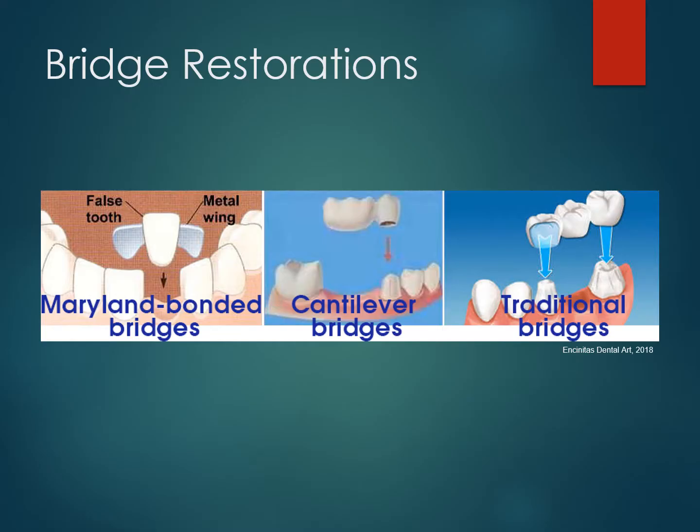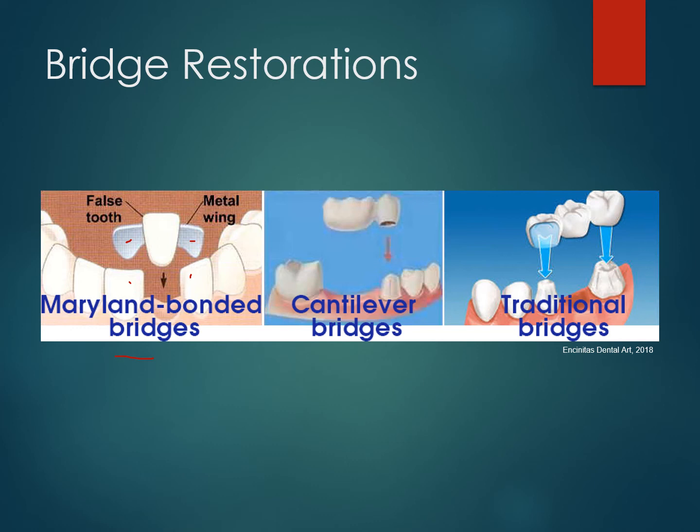Here's a little bit better look at what we were talking about with bridge restorations. This Maryland bridge has the fake tooth, the pontic, and then these little wings or attachments that stick off of the side. They place that tooth there, and then they place some cement and bond it to the back side of these two teeth here. So then it just holds on to those other teeth.